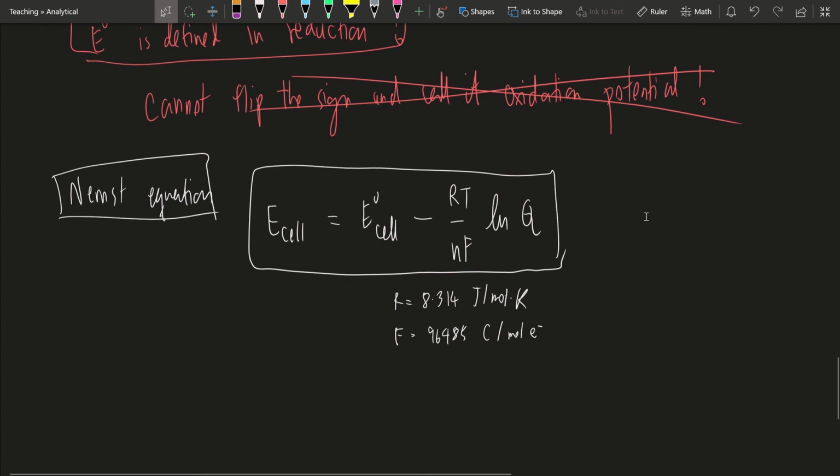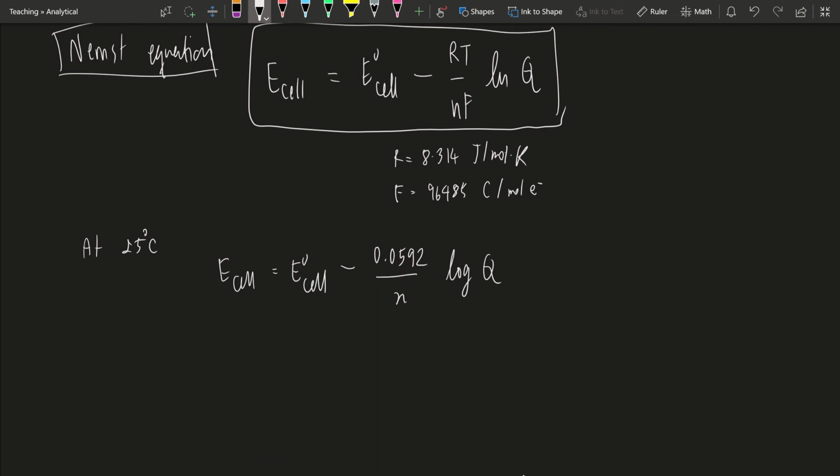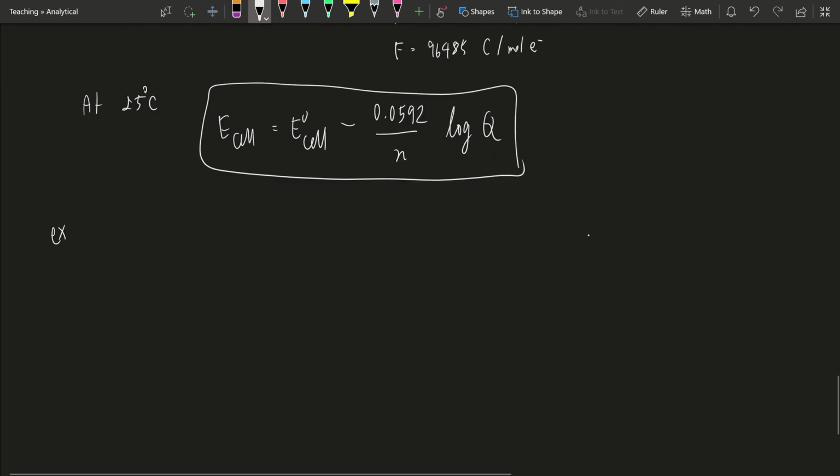But we may be more familiar with the form at 25 degrees Celsius, which is fair enough. So at 25 degrees Celsius, we can use E cell equal to standard cell potential minus 0.0592 over n log base 10 of Q. For example, for the silver and copper reaction, we can write the reaction again here. So this is copper solid plus 2 silver ion, and you get the silver metal plus copper ion as the product.